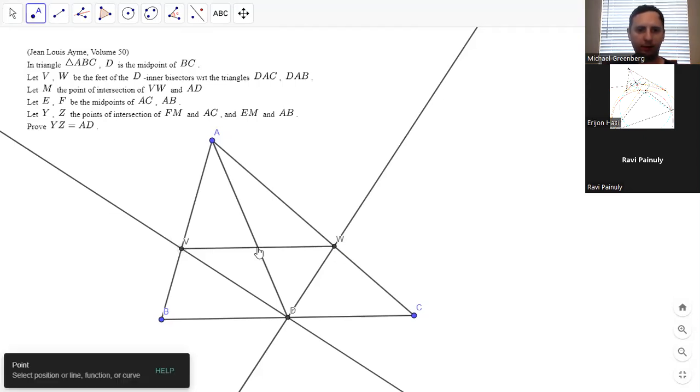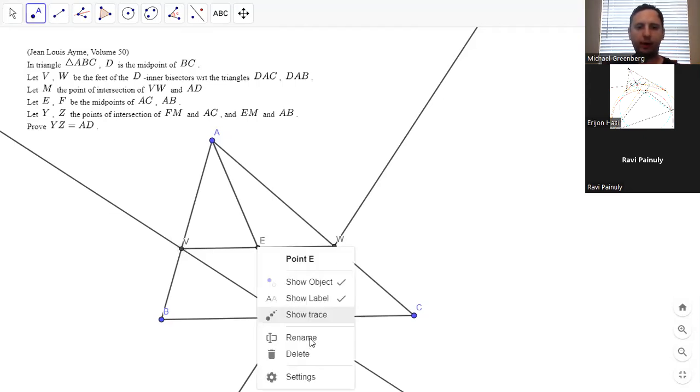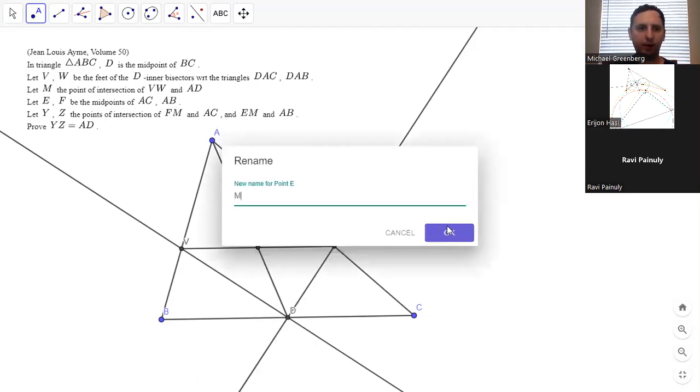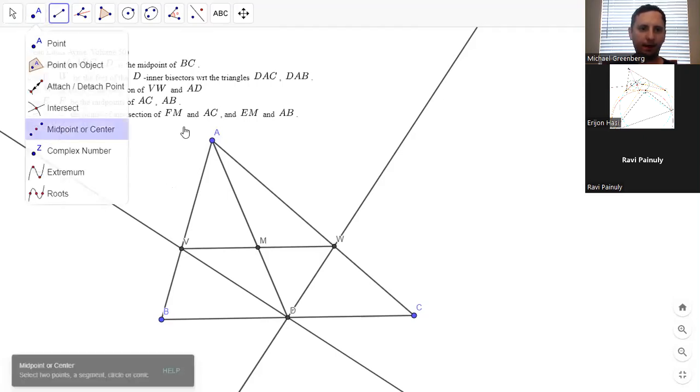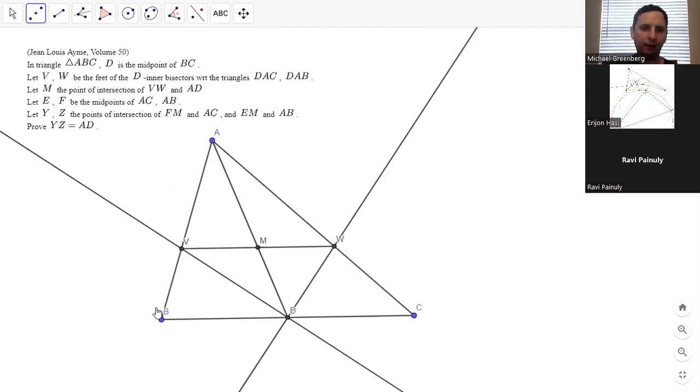So we start out knowing a lot of information here. So we have the midpoint of VW basically. E and F are the midpoints of AC and BC. So you find out a bunch of obvious things, but then the conclusion is not obvious. So those are two midpoints.